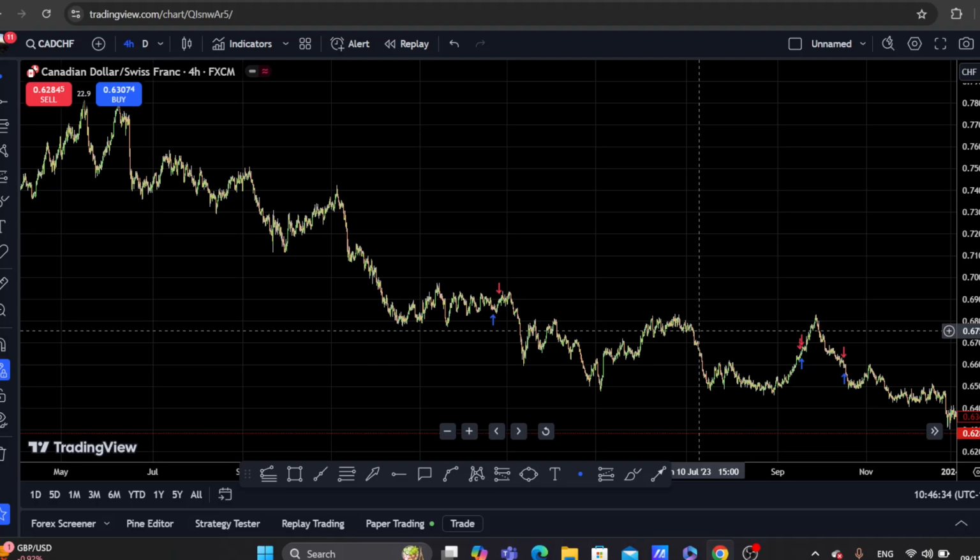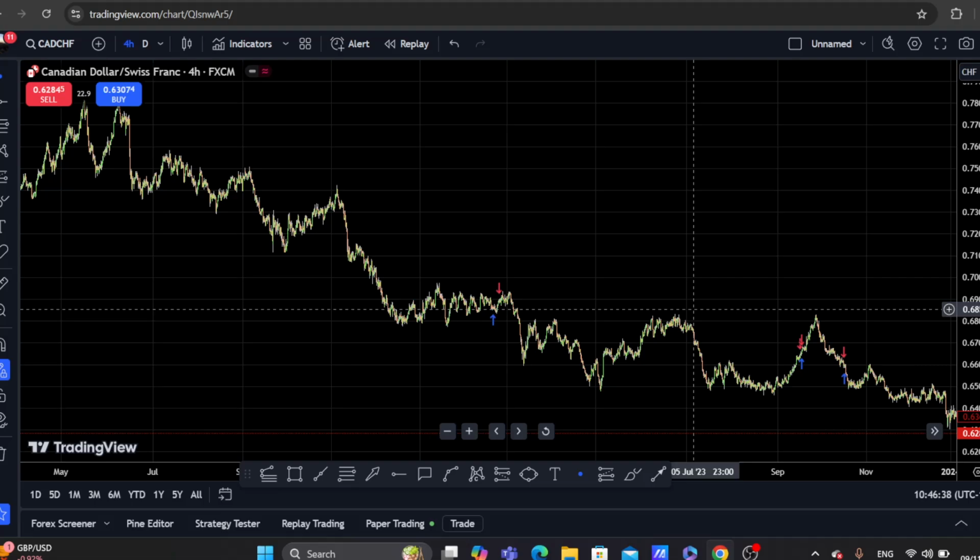I do not take a trade without seeing a consolidation in the market, or the market moving sideways. Only then do I get ready to participate in the market.